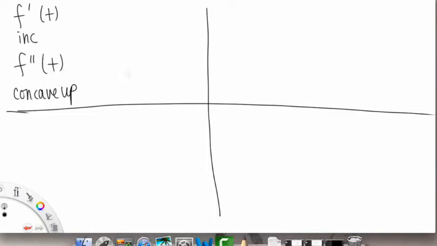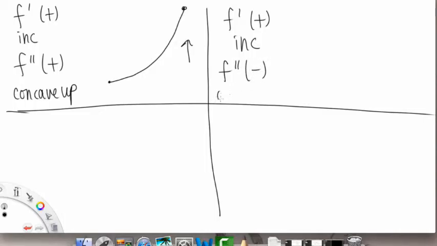Increasing means we're getting bigger and bigger, our function is growing greater and greater, and we're concave up as well. That would look something like this: concave up like a cup, and our function keeps increasing. Now the case where we're also increasing, our first derivative is positive, but our second derivative is negative. So we're concave down like a frown, but still our function is increasing.